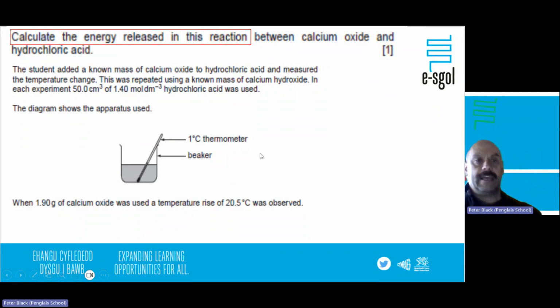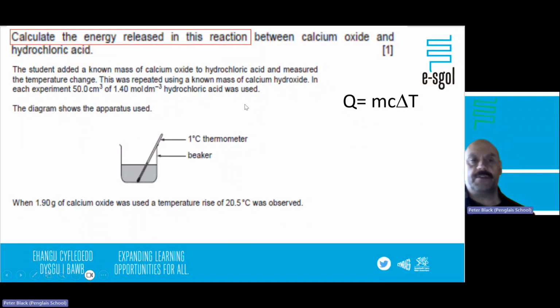Okay, so how do we work out the energy released in the reaction? Well, that's our formula there. No, you don't get it on the data sheet. You're expected to remember it. Make sure you know what Q refers to: M, C, and delta T.